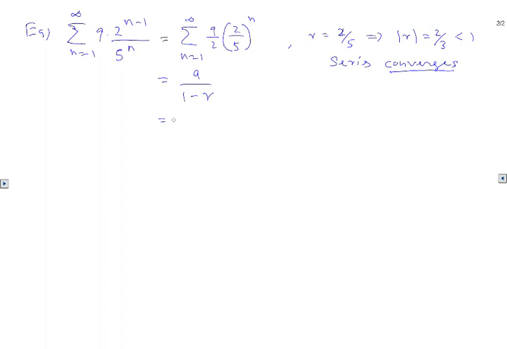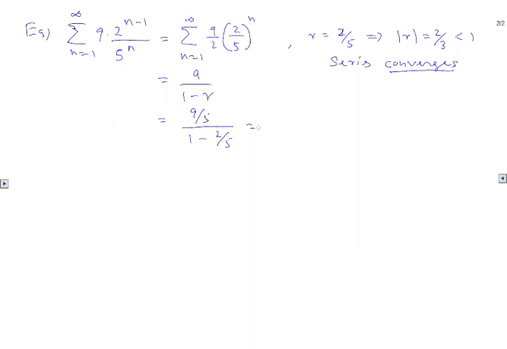So when you plug in 1, so what are you going to get? So you can see that in this case, when you plug in 1, you're going to get 9/5 times 2/5, so 9/5, right? So you're going to get 9/5. So that's the a. 9/5 divided by 1 minus r. R is 2/5.